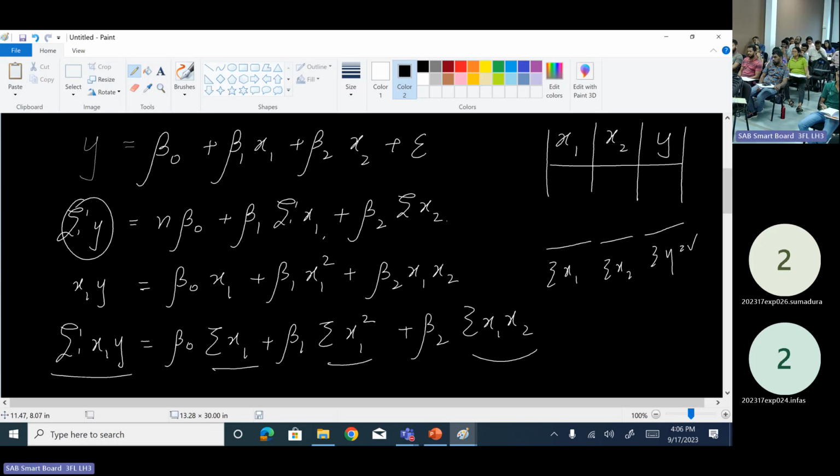For this one, you need to generate x1y. x1 is already there. x1 squared is not there, so you generate x1 squared. x1 x2 is not there, so you generate x1 x2. From that total figure above, you can write down the equation. Right. Okay. But then we will do a problem on it.